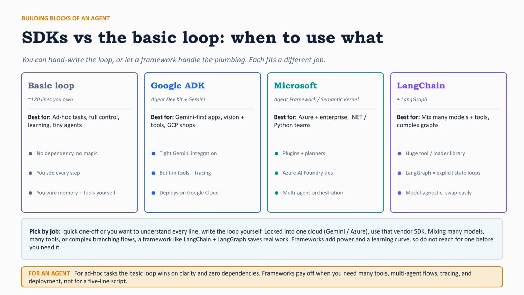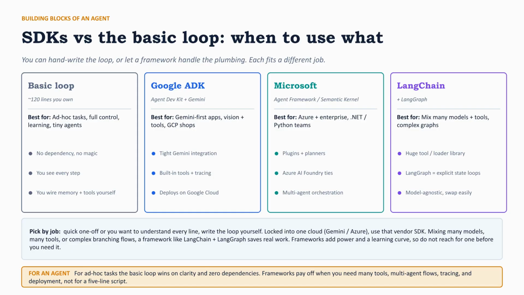SDKs versus the basic loop. You can handwrite the loop or let a framework handle the plumbing, and each fits a different job. The basic loop is about 120 lines you fully own, best for ad hoc tasks, learning, and tiny agents. Google ADK is Gemini first with built-in tools and tracing.